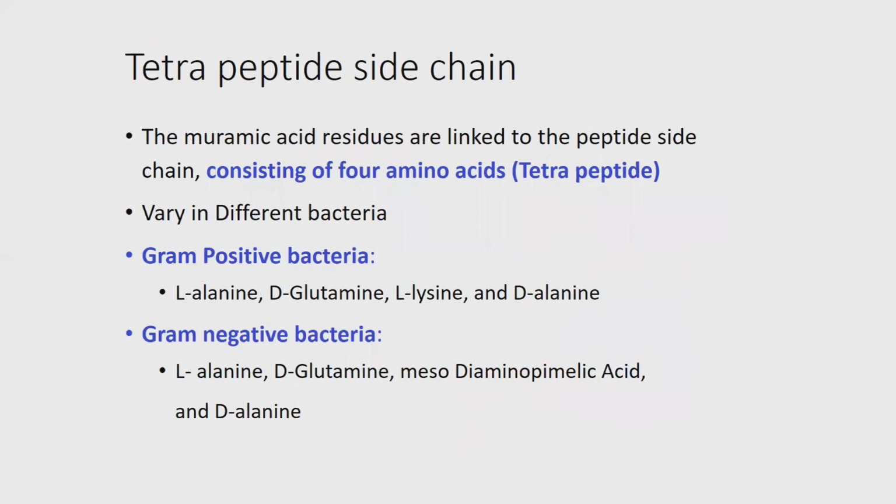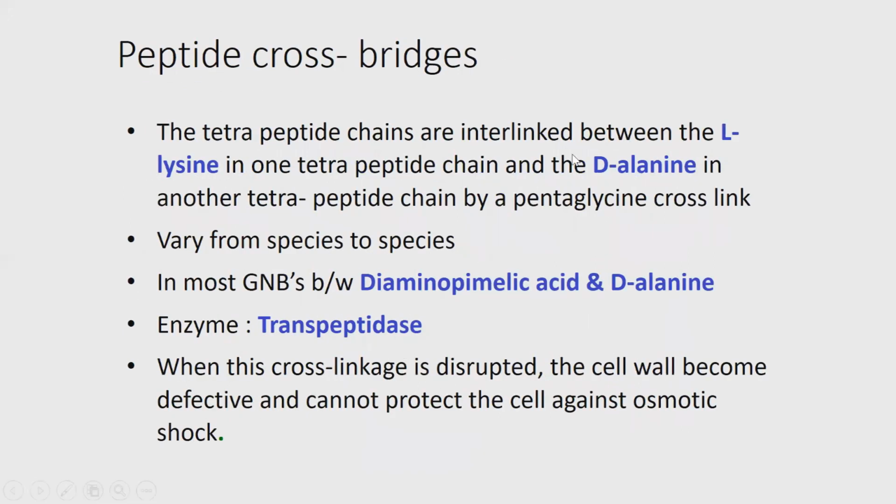So we have already told you about the tetrapeptide. The name says it all. Tetra means 4. What are the 4 amino acids? Alanine, AGLA as we have said: alanine, glutamate, L-lysine, and D-alanine. In the case of gram-negative, this L-lysine portion is meso-diaminopimelic acid. And peptide cross bridges, they connect the fourth to the third, so D-alanine to L-lysine. In the case of gram-negative bacteria, meso-diaminopimelic acid. The enzyme here is transpeptidase.